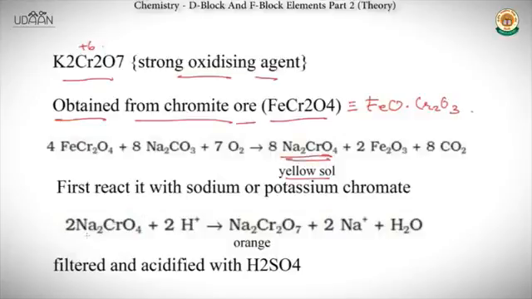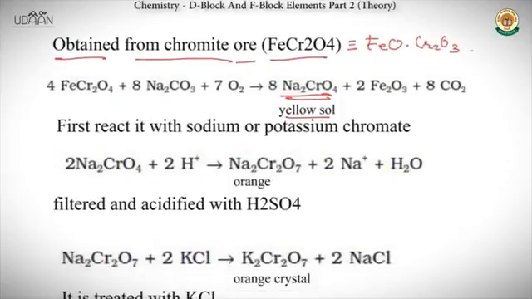Now step 3 is conversion of Na2CrO4 into Na2Cr2O7. An aqueous solution of Na2CrO4 is acidified to obtain Na2Cr2O7, and the reaction is this, and its color is orange. Now it is filtered and acidified with H2SO4.